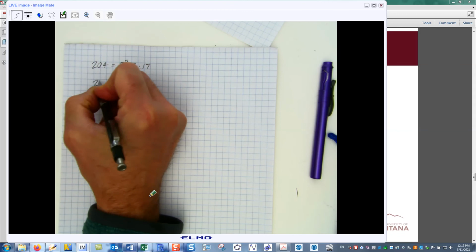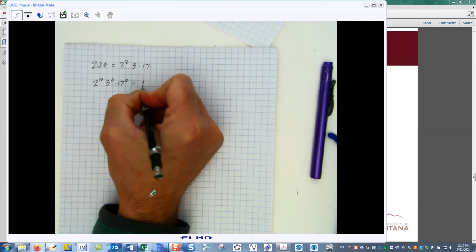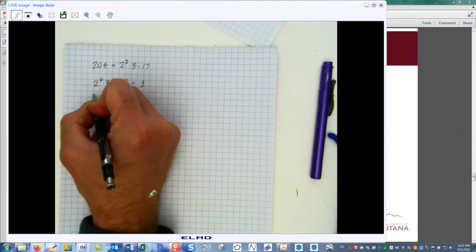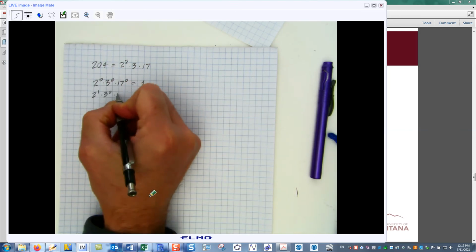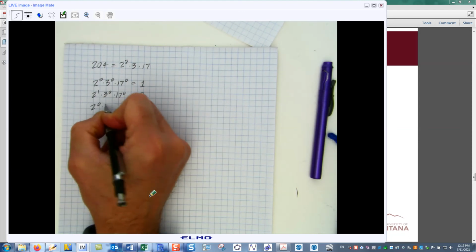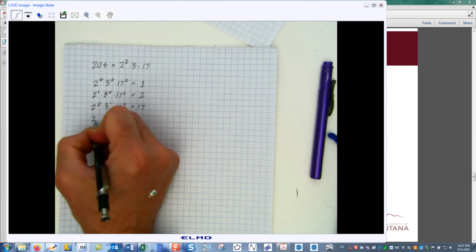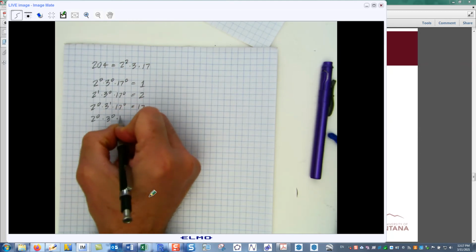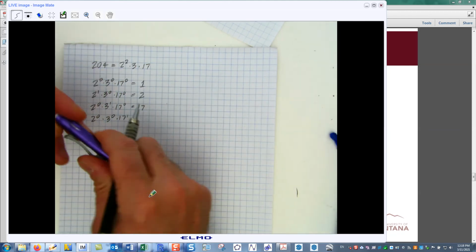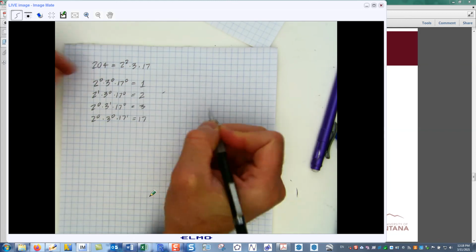So 2 to the 0 times 3 to the 0 times 17 to the 0. Well, that's certainly a divisor of 204. That's 1. Now let's take them each one at a time. 2 to the first times 3 to the 0 times 17 to the 0, so that's 2. 2 to the 0 times 3 to the first times 17 to the 0, that's 3. 2 to the 0 times 3 to the 0 times 17 to the first, and so that would be 17.